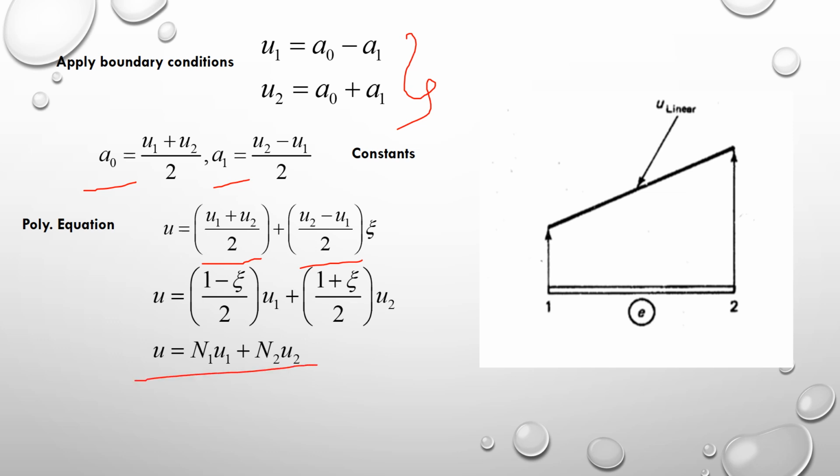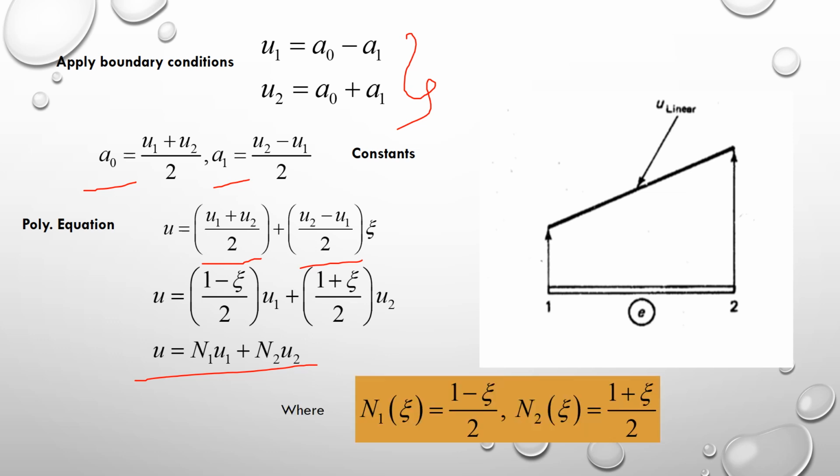u is equal to N1 u1 plus N2 u2. Here N1 and N2 are the shape functions of this two-noded bar element. So N1 is (1 minus zeta) by 2, N2 is (1 plus zeta) by 2. These are the shape functions of this two-noded element. These shape functions are used to find the solution of this two-noded bar element.